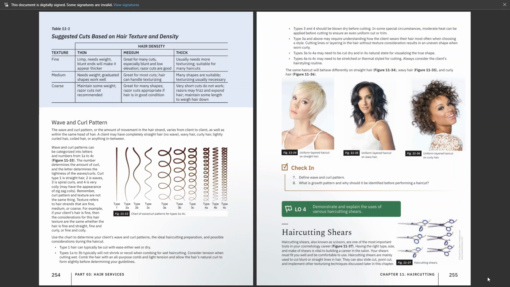Having the right type, size, and make of shears is vital to building a career in your salon. Your shears must fit you well and be comfortable to use. Haircutting shears are mainly used to cut blunt or straight lines in hair. They can also slide cut, point cut, and implement other texturizing techniques discussed later in this chapter.